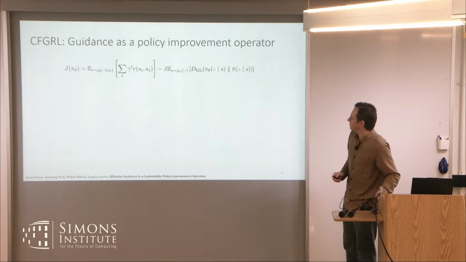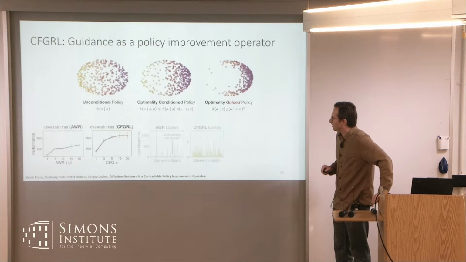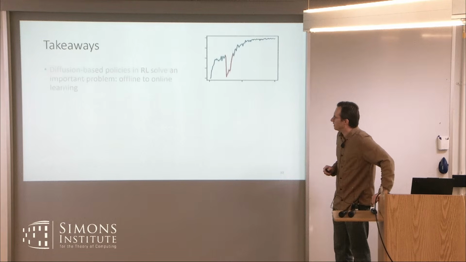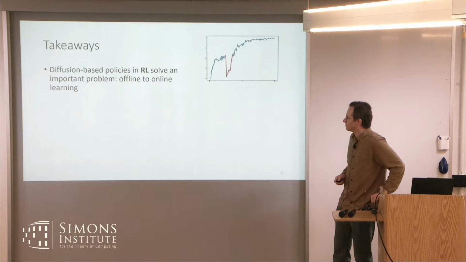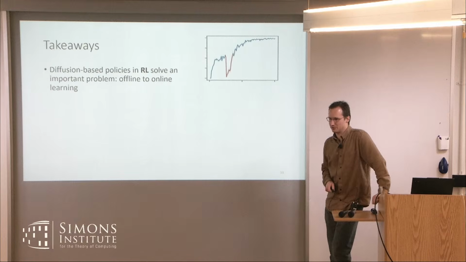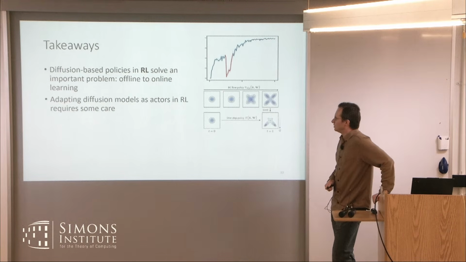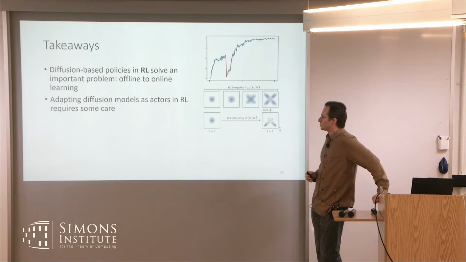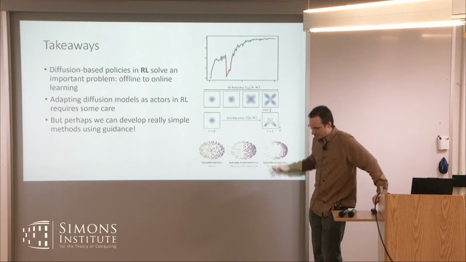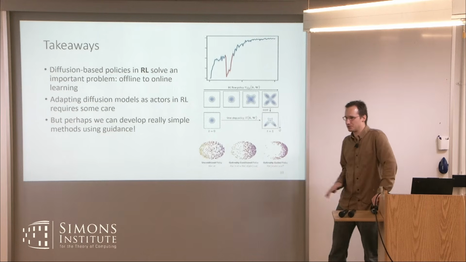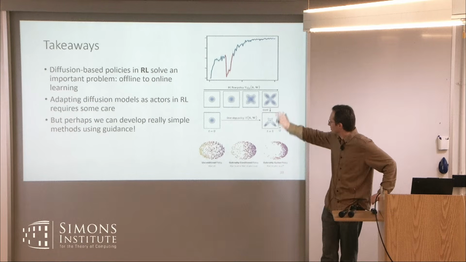Okay. There's other methods I could talk about, but in the interest of time, I'll skip over this. And there's just one thing I wanted to mention for conclusion. Takeaways. So diffusion-based policies in RL solve an important problem, which is offline to online learning. Kind of a surprising answer out of left field, but it seems to work. You have to take a little bit of care to adapt them to train actors in RL. That requires some care. There's a section I skipped. You can actually use guidance for some of the policy extraction stuff. This is a method called CFG-RL. You can read about it if you're curious. There's other ways of doing it as well.